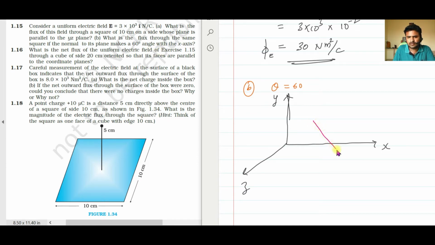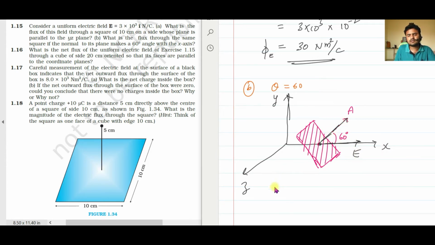So the plane is going to be something like this. It's inclined, so the normal drawn to this area makes an angle of 60 degree. The area vector is in this direction, and that's your plane, now slanted. The area vector makes an angle of 60 degree and the electric field is still along the positive x direction. So the electric field is E in this direction and this is my area vector.